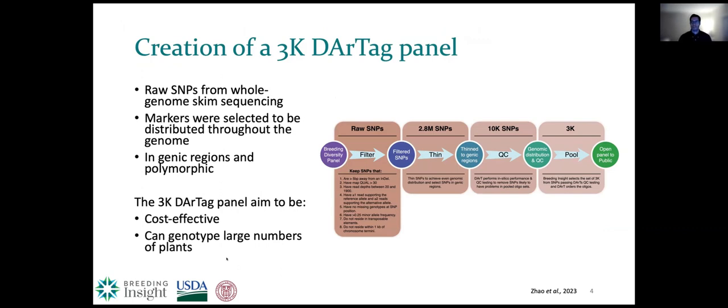The DArTag panel was developed using a whole genome skim sequencing approach, which involves sequencing the genomes of 40 elite alfalfa lines used in North American breeding programs, and then identifying SNPs that are common in the population. The DArTag panel is cost-effective and targeted, it can genotype large numbers of plants, and it is able to detect important traits. These 3,000 DArTag loci were selected primarily because they were distributed fairly evenly throughout the genome, their location in genic regions, and for being polymorphic.